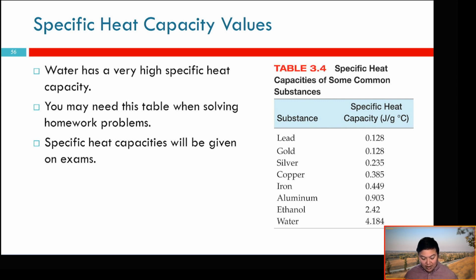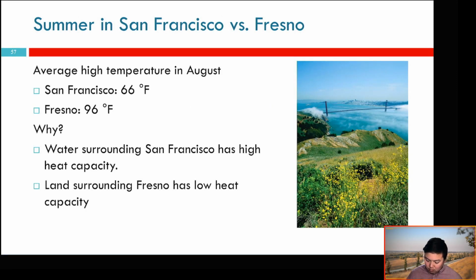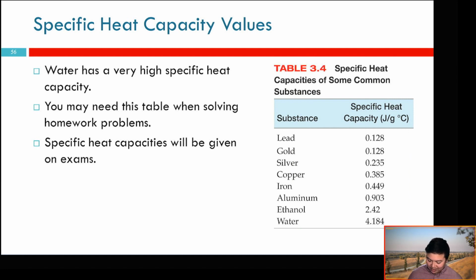So water has a very high specific heat capacity. It has, I think, the highest of at least any pure substance. This is going to be a table. Yeah, use this table when you have homework, on the homework. Specific heat capacities. Right, I will give the specific heat capacities on exams. For example, though, okay, just making sure there was an example on the next slide.